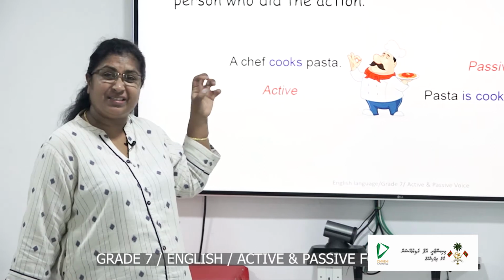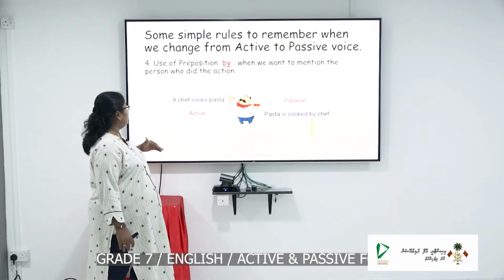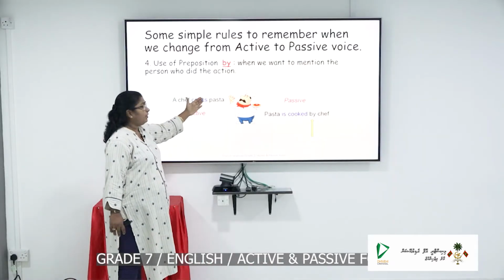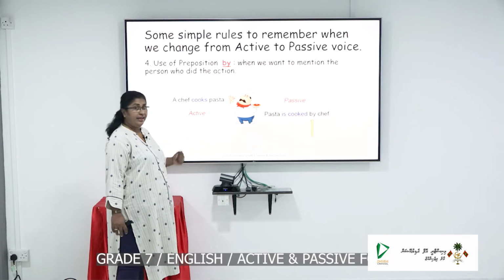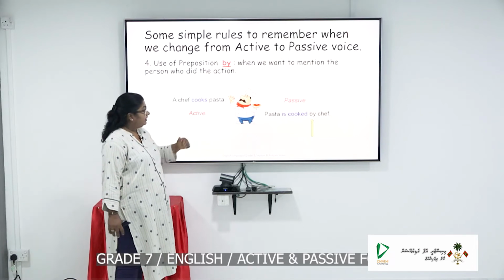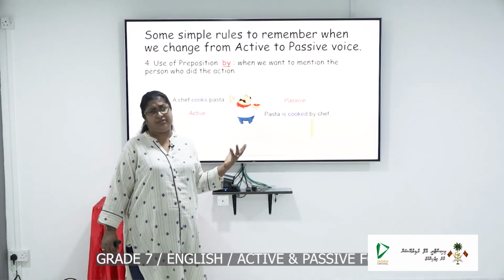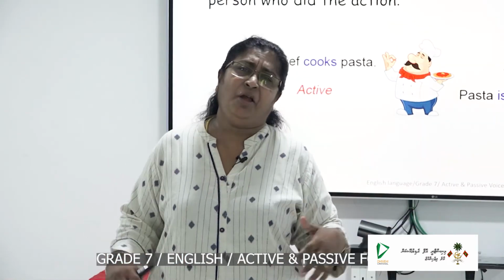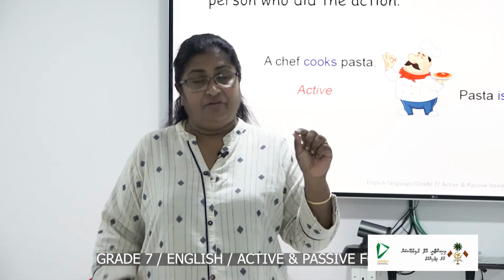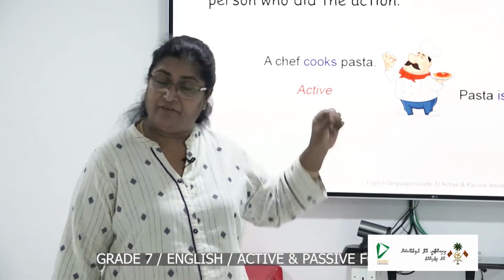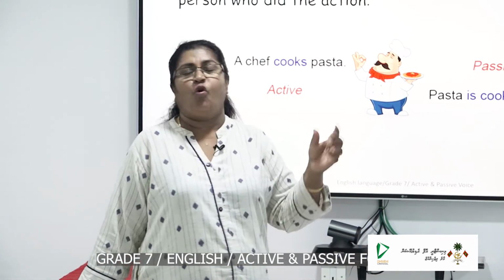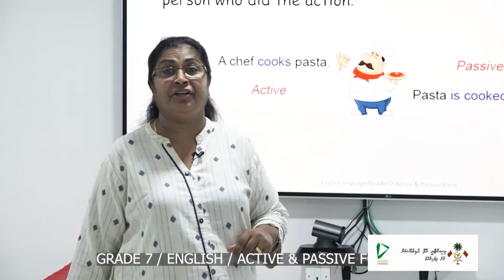So who is making is important. Example, a chef cooks pasta. Okay, that's an active. Now the same thing can be, the pasta is cooked by chef. I didn't say pasta is cooked, anyone can cook pasta, but the delicious ones will have a different taste. If it is cooked by a chef, wow, it will be having a different taste.